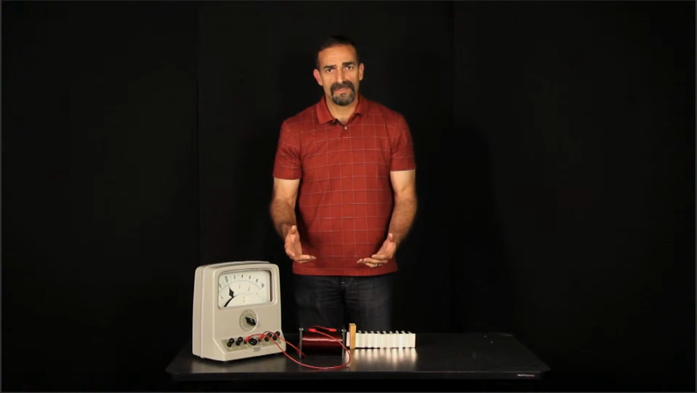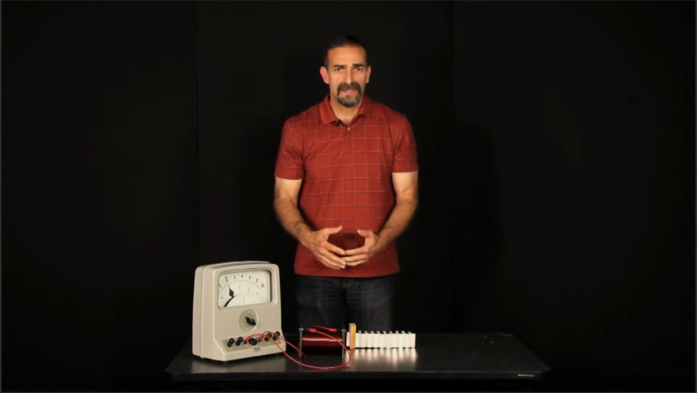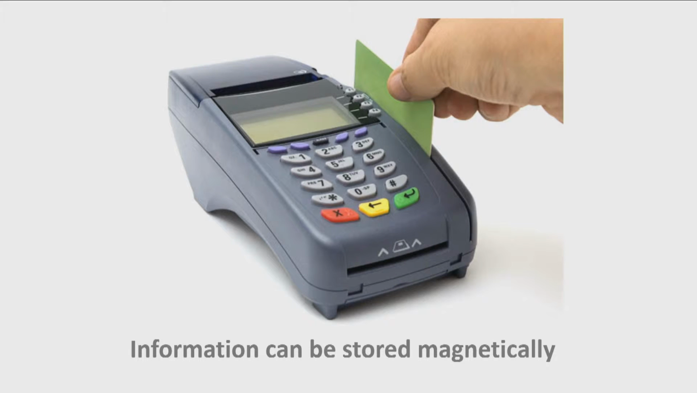So we can store information this way in a credit card, for example. Magnetically, we can store the information. If the north end is facing up, we can call that a 1. If the south end is facing up, we call it a 0. We can store 1s and 0s. We can't store 2s, 3s, or 4s. We can only store 1s and 0s, but if we can store enough of them, we can make a unique number for everybody.